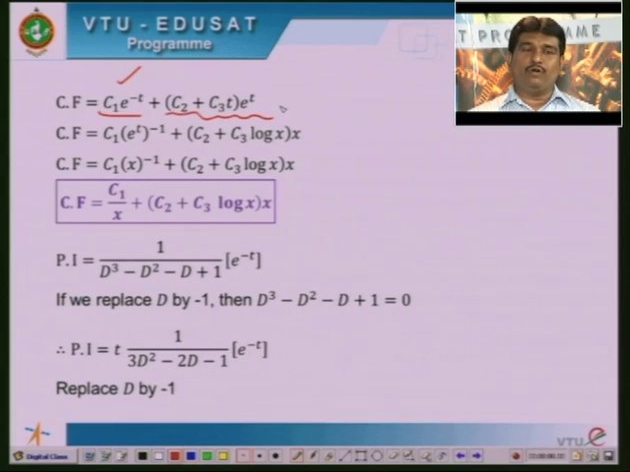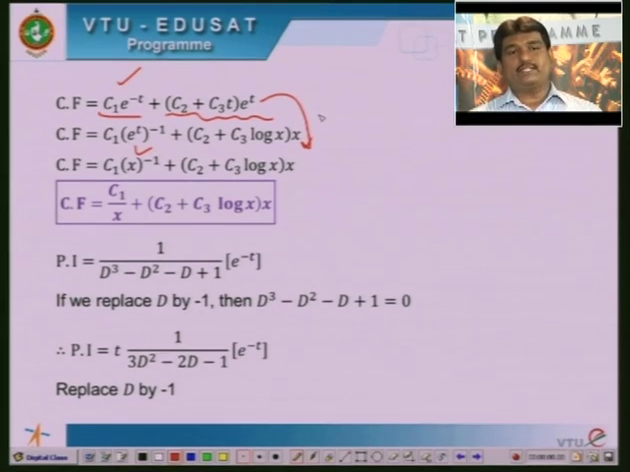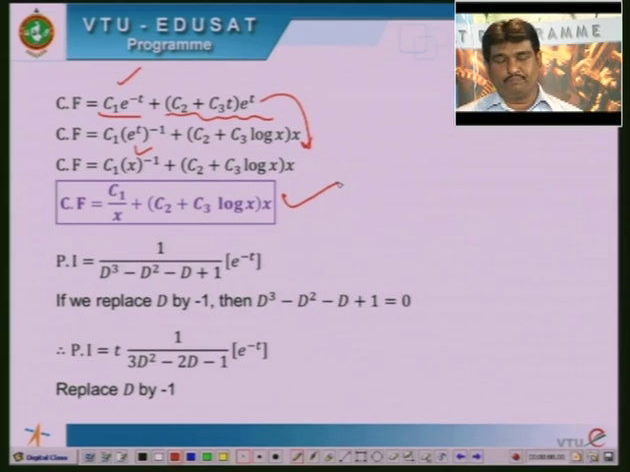We can use the law of indices here. We can write e to the power of minus t as e to the power of t whole to the power of minus 1, and then t is log x, e to the power of t is x straight away. So it gets converted to the form c1 by x plus c2 plus c3 log x into x. This is the complementary function. Now the particular integral.